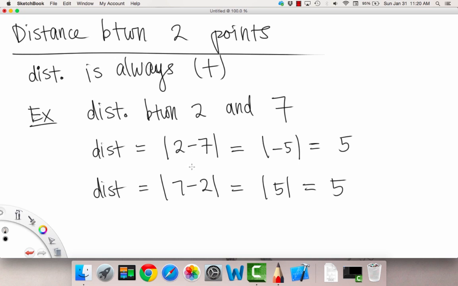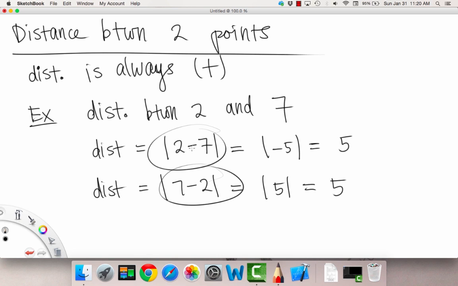So we see here, because we have these absolute value signs, the order of subtraction does not matter when you have an absolute value sign there, because it'll correct whatever you have.